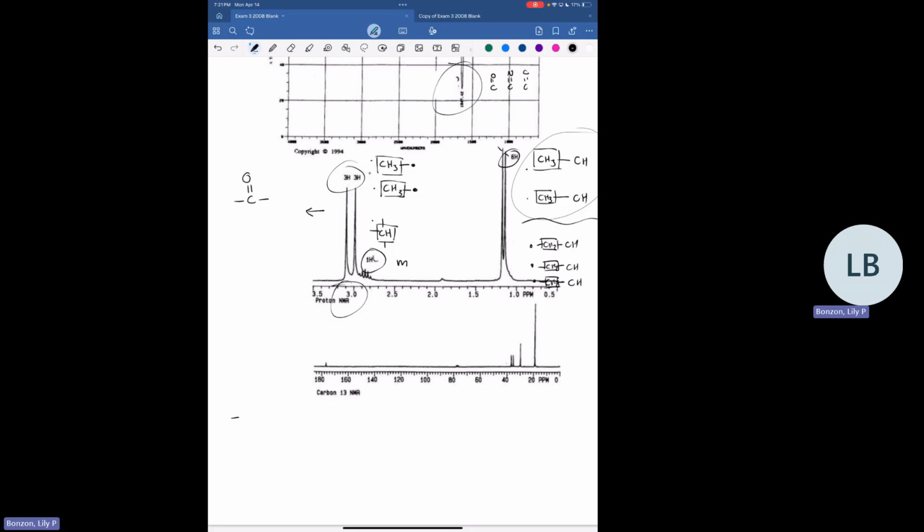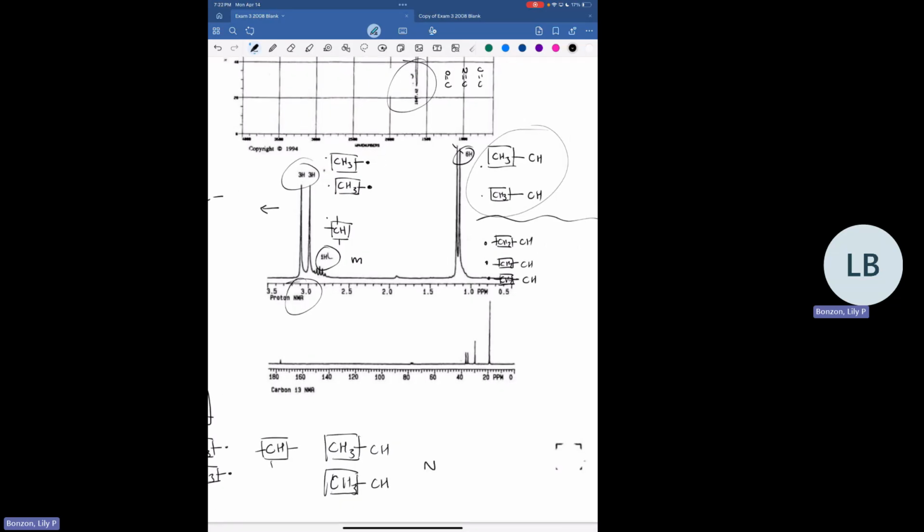So I'm just going to put all my pieces down here. I think I have this carbonyl. I think I have some CH3s that are connected to nothing. I think I have a CH that's got something going on, I don't really know what. I have a couple of CH3s that are both connected to a CH. And then I have a nitrogen somewhere.